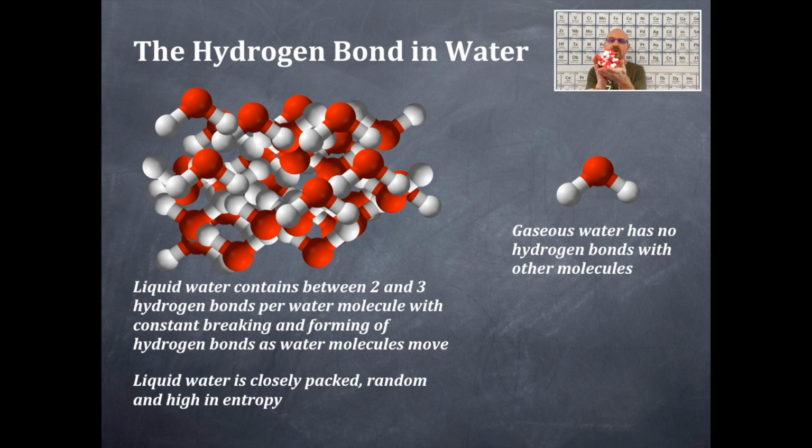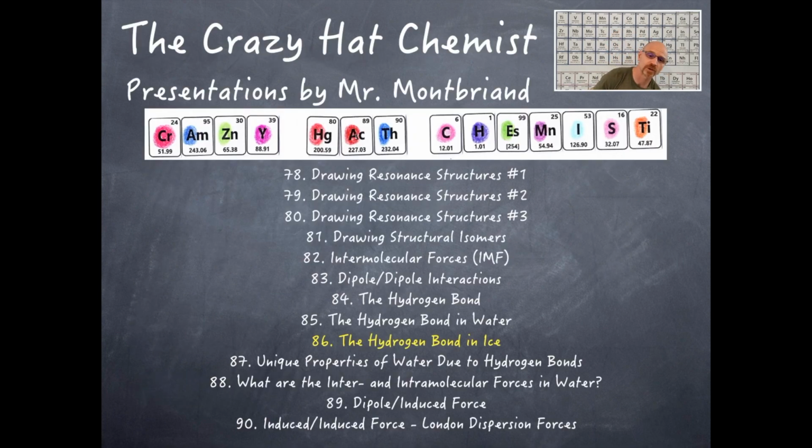So let me show you an example of liquid water. Here is liquid water. So it is closely packed. Okay, and the water molecules are forming, and as I move this around, there are breaking and forming new hydrogen bonds constantly. Okay, that is liquid water. All the molecules are moving around constantly. That's opposed to gaseous water, which is poof, all by itself. And then ice, solid water, is a completely different structure, and it maximizes the number of hydrogen bonds that are formed per water molecule, and we'll talk about that.